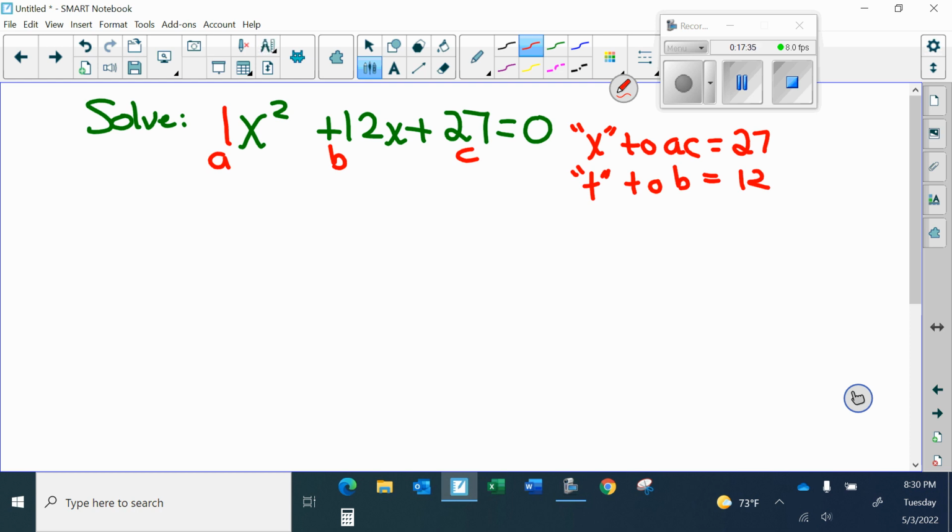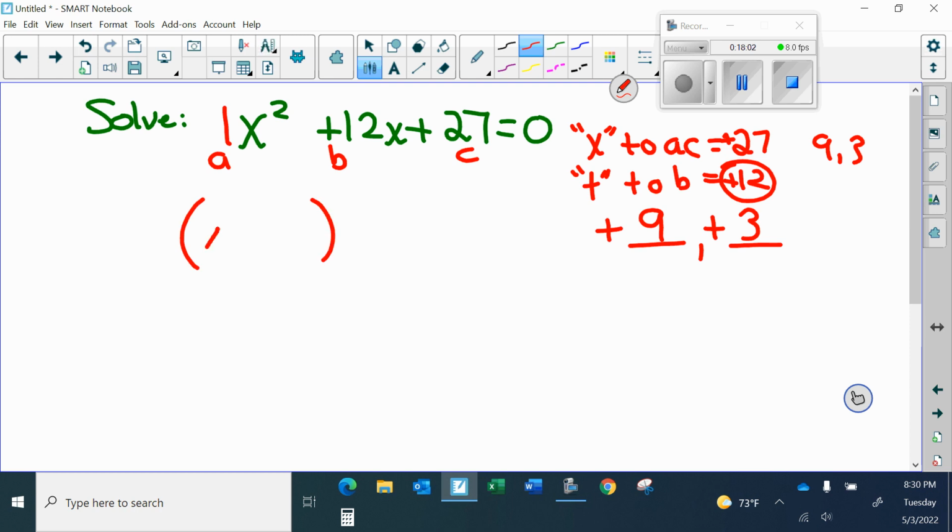Okay, now notice it multiplies to positive 27. So either both answers are positive or both are negative. To know which one it is, I look at the sign of the B. Since that's plus, then both of them have to be plus. Okay, there's going to be two numbers that add to 12. My times tables, 9 and 3. 9 times 3 is 27, and 9 and 3 add to 12. So there they are right there.